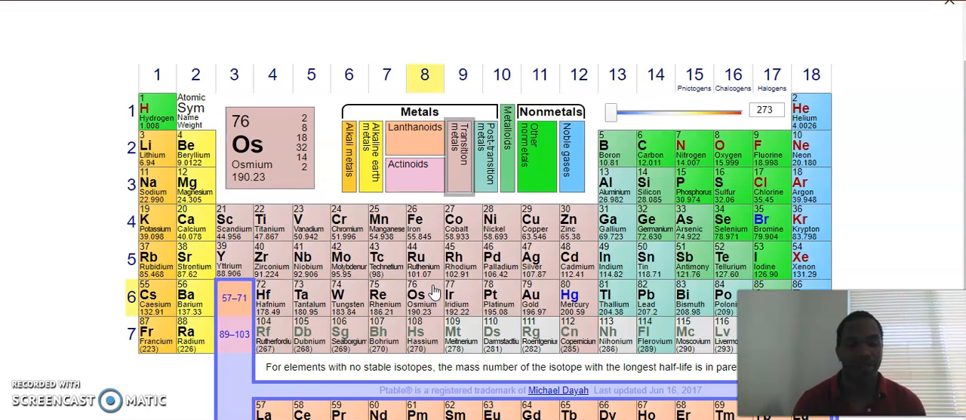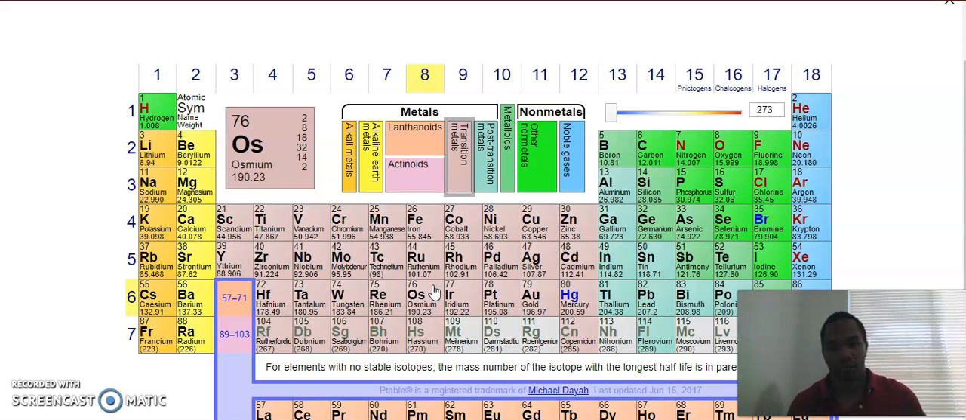To access this periodic table, just go to ptable.com. That's ptable.com. I'll post a link in the description to access this version of the periodic table.